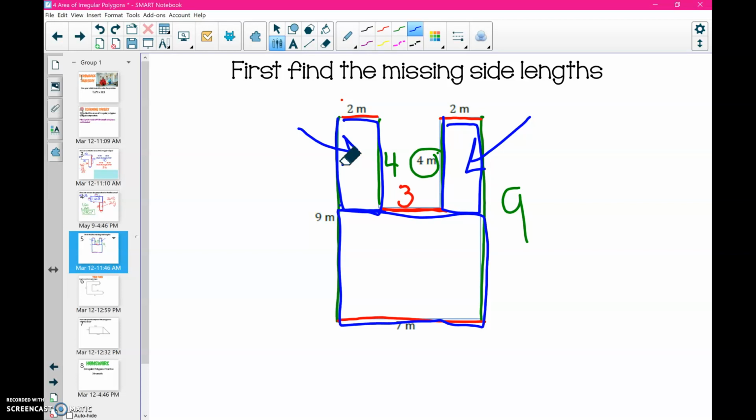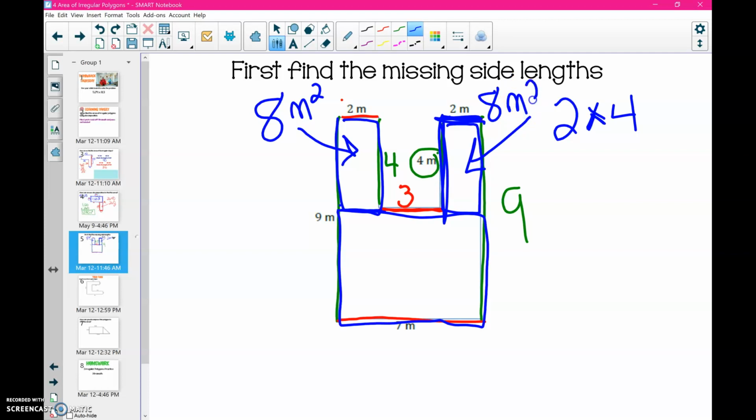Okay? So if I look at those 2 little ones, I can see it has a width and length here. So we got 2 times 4. And I know that's 8. Oops, sorry, there we go. 8, so that means we've got 8 meters squared for this rectangle and this rectangle. And if I'm going too fast, feel free to pause and take another look.